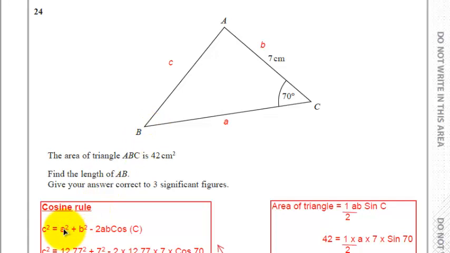work out a. If we go back to the question, it says the area of the triangle is 42 centimeters squared. Now as you learnt in primary school, the area of a triangle is half base times height, but hopefully during your GCSE course you've also learnt that it's half ab sine C. And as you can see, if I have the area of 42, I can substitute 42 into the area of a triangle. Half times a times 7, which is b, times sine 70.